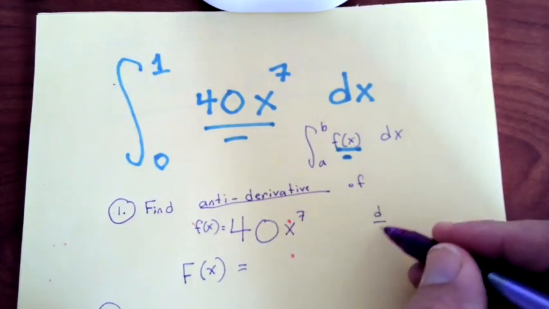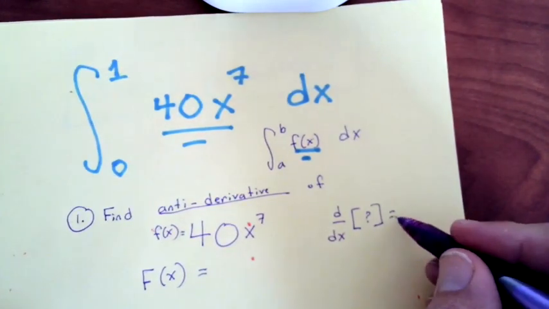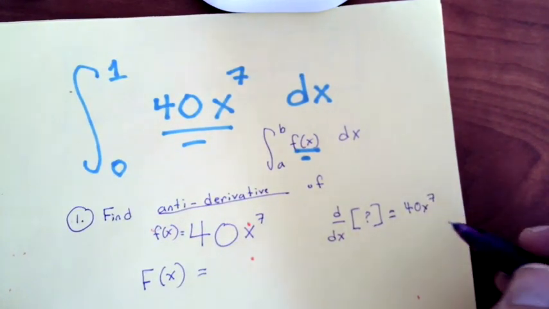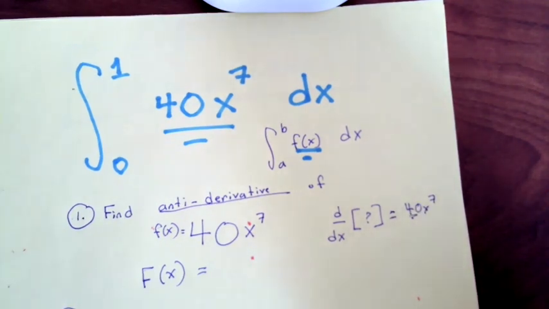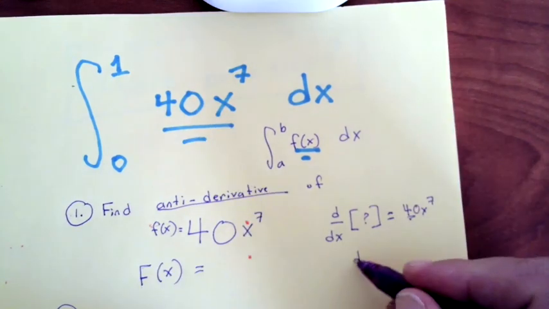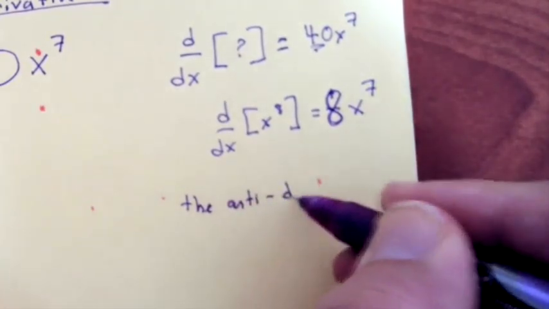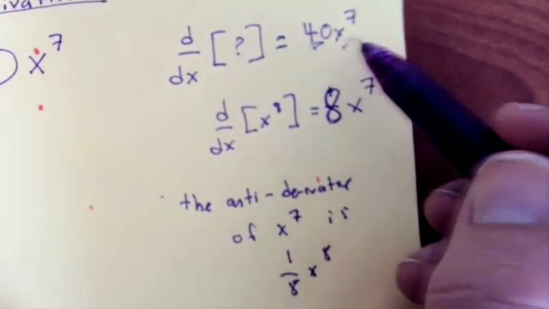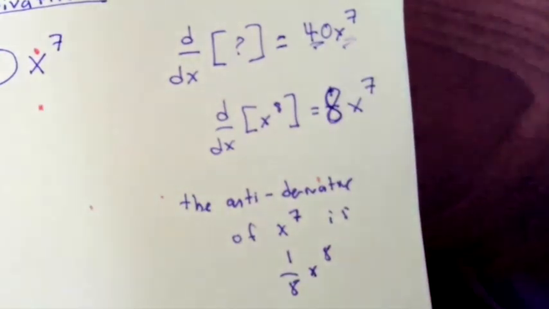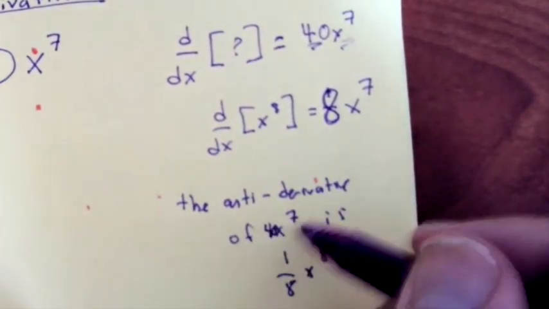So let's think about what we would need to take the derivative of to give us 40x to the 7th. Now, when I take a derivative, the number that's in front just stays in front. So really, I'm going to work on this power. If I think about the derivative of, it would actually be 1 over 8x to the 8th. But I've only accounted for this x to the 7th. I haven't accounted for the 40. But that's okay, because multiplication works the way you might hope when it comes to constants.